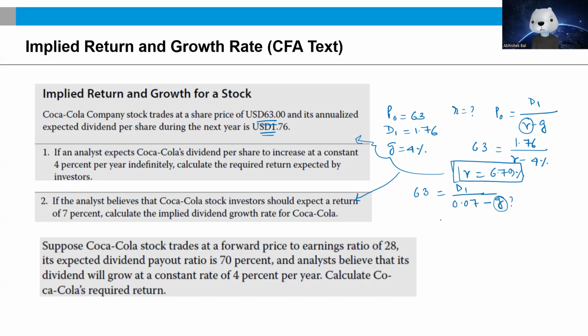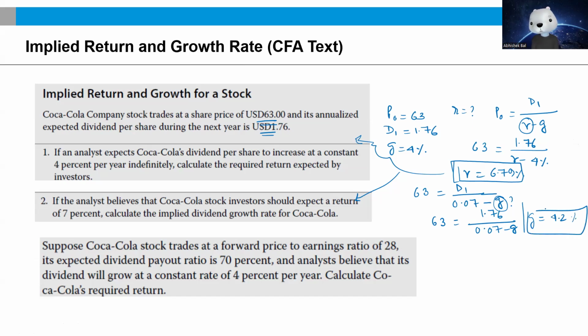So all that we do is 63 is equal to D1, which is 1.76. We leave it at that. Divided by 0.07 minus G. Of course, G is going to be somewhat greater than 4%, I believe. Still, we could work this out. So these are simple arithmetic, algebraic transpositions. So the G happens to be 4.2% if you work it correctly.